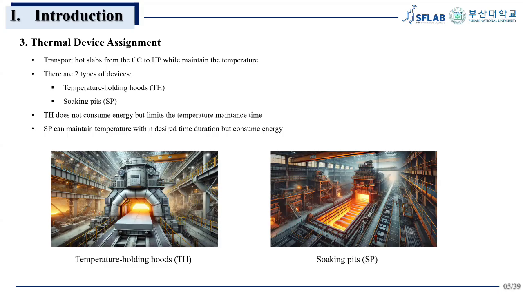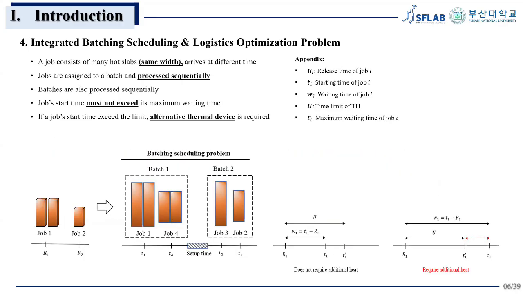The second thermal device is the soaking pit. It's like a chamber with a heating device installed inside. It can maintain the temperature as long as possible. However, it consumes energy per time unit. The problem we consider is an integrated batching, scheduling, and logistic optimization problem.